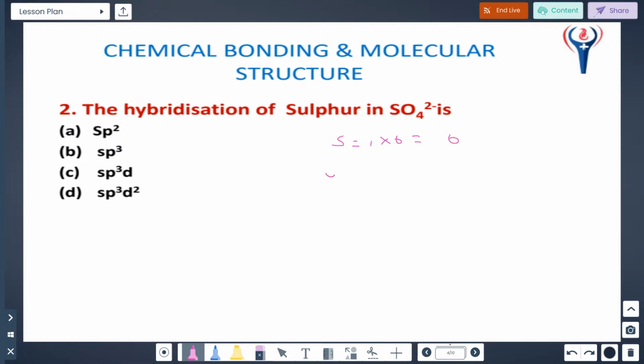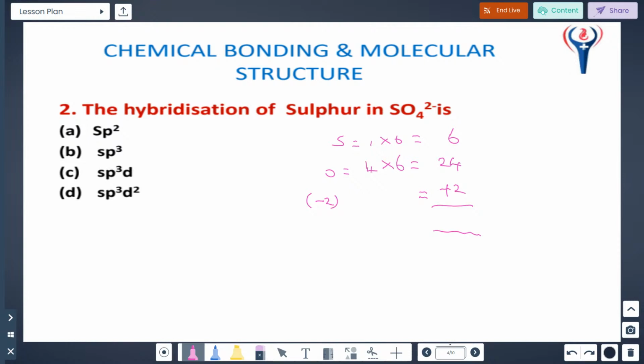Then oxygen: how many oxygen do we have? We have 4 oxygen. So 4 into its valence electrons, which is also 6, we have 24. Then this is SO4 minus 2, it is an anion. Anion means add the charge. So here minus 2 means you put plus 2. Anion means add the charge, cation means subtract the charge. Now you can add all of this. You get what?